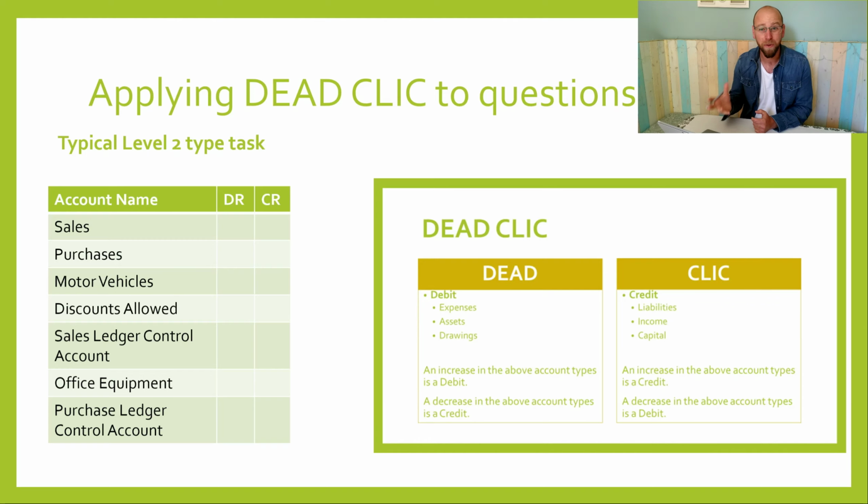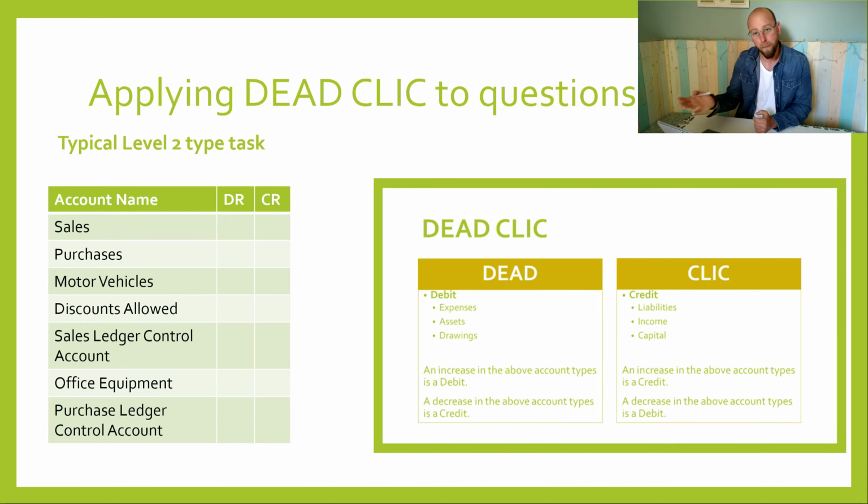So let's take a look at a typical level 2 type question. You may find this in your first exam, bookkeeping transactions, where you are required to do a mini trial balance or create a trial balance, where you've got a list of accounts down one side, and then you either have to put the values into the debits and credits, or you need to tick whether it's going to be a debit or credit.